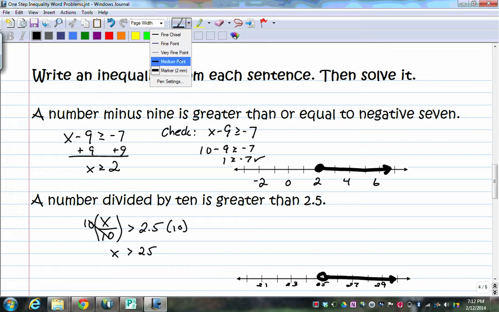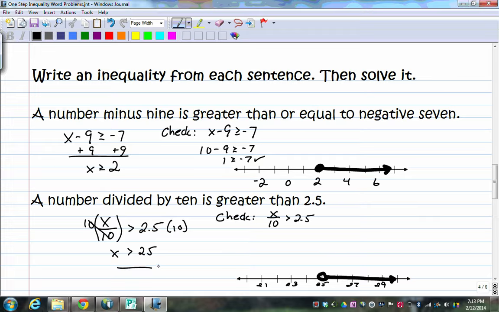For my check step, I'm going to use the original inequality, x over 10 is greater than 2.5, and I'm going to pick a number that's greater than 25 for my solution. So I'm going to pick one that's divisible by 10 to make the math easier, and 30 right here would work out nice. So 30 over 10 greater than 2.5. 3 is greater than 2.5, and it works.